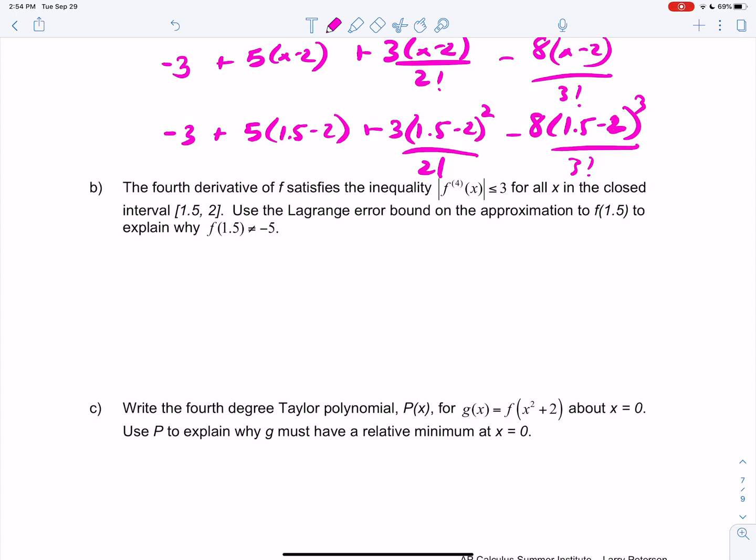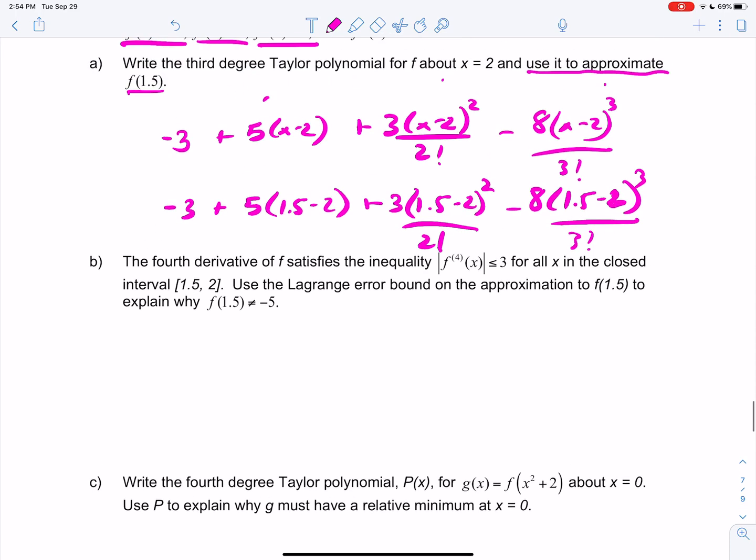The fourth derivative of f satisfies the inequality that the fourth derivative can be at most 3 for all x in the closed interval from 1.5 to 2. Use the Lagrange error bound to approximate f of 1.5 to explain why f of 1.5 cannot be -5. Okay, what the heck are they asking for, right? So they're saying if we can figure out the error, we could use the error to show that it's impossible for f of 1.5 to be -5. Okay? So here we go.